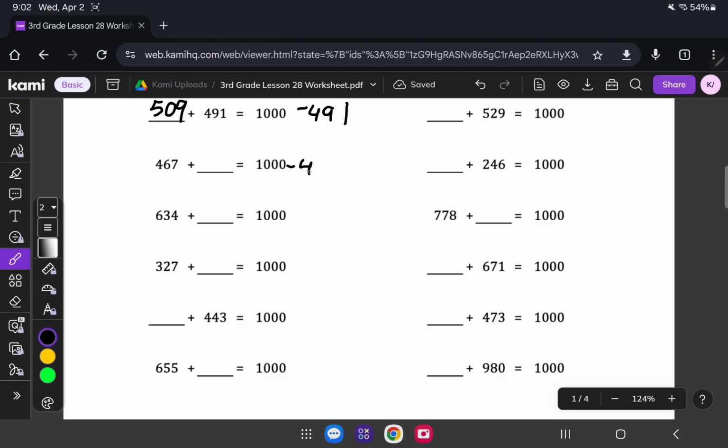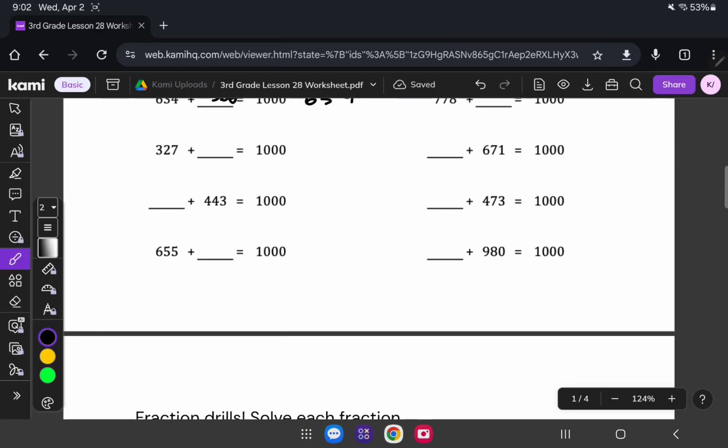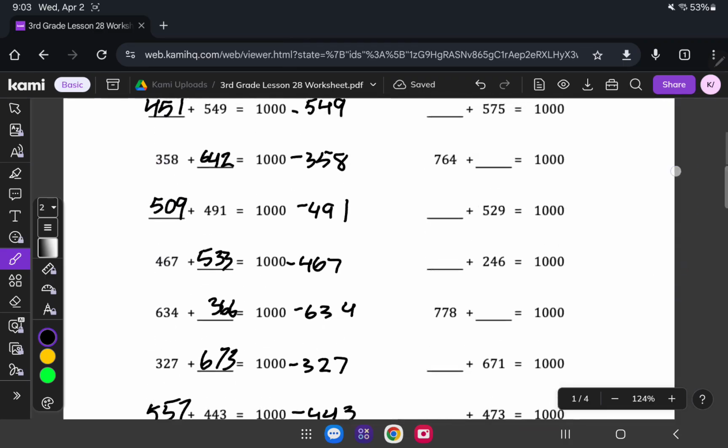467, or 1000 minus 467 is 533. 1000 minus 634 is 366. 1000 minus 327 is 673. 1000 minus 443 is 557. 1000 minus 655 is 345. Next column.